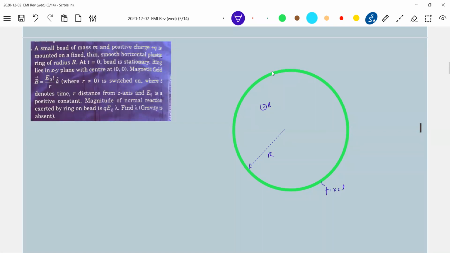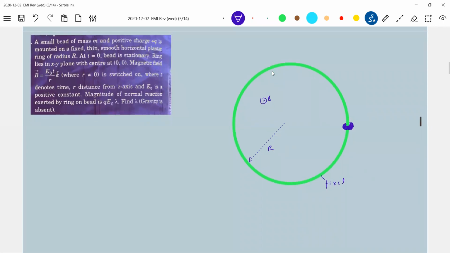A magnetic field B equal to B naught t by r is switched on, where t denotes time and r is the distance. The magnitude of the normal reaction exerted by the ring on the bead is asked. Where is the bead? Let it be like this. You know circular motion, mechanics, go back to some laws of motion. Let's have a bead. A diagram need not be given; you are supposed to imagine the situation.